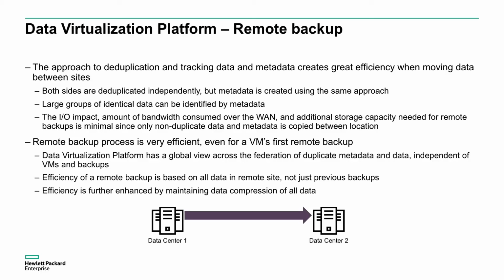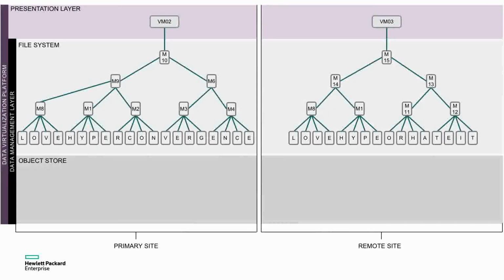This is because the data efficiency is not bounded only by the data within a single data store or any other logical boundaries. All data within a node is in the same deduplication domain, regardless of whether it is a virtual machine or a backup. Here we have VM2 from our previous example in the primary site and VM03 in our remote site. Within VM03, we have written love, hype, or hate it.